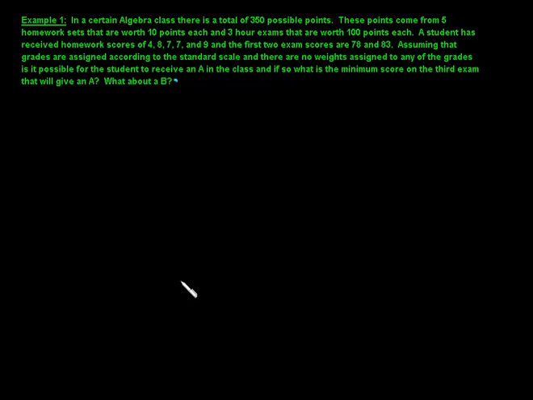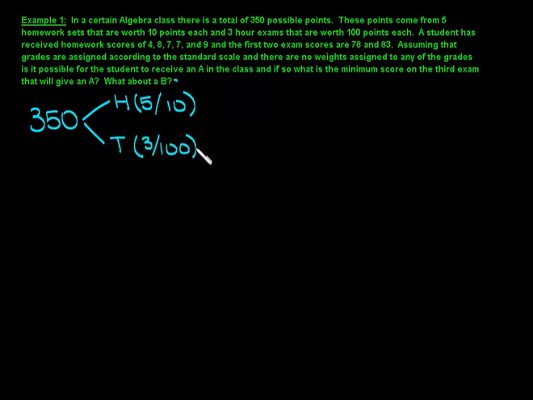In the first word problem, they say in a certain algebra class, there's a total of 350 possible points. These points come from 5 homework sets that are worth 10 points each and 3 final exams that are worth 100 points each. A student has received, so let's just write down what they've told us so far. So basically there's 350 total points in the class, and they come from homeworks and tests. And there are 5 homeworks, each is worth 10 points. Okay, and there are 3 tests, each is worth 100 points. I'm just writing down roughly what they've given us.